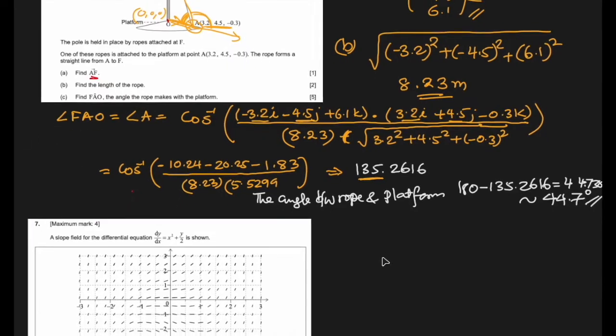Question number 7. This question is about a differential equation, dy over dx equals x squared plus y over 2. Some of the solutions to the differential equation have local maximum points and local minimum points. These are the solutions. This is the slope field. Write down the equation of the curve on which all these maximum and minimum points lie. We have to write the equation of the curve, the combination of all maximum and minimum points.